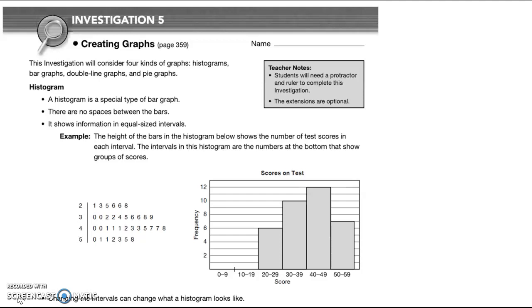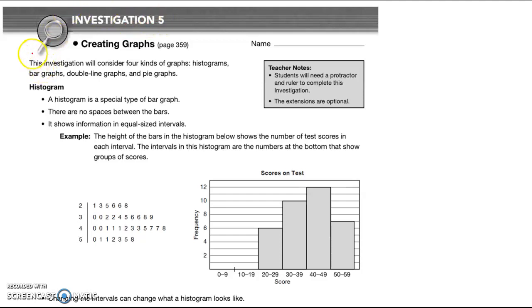In Investigation 5, we're going to be focusing on different types of graphs: bar graphs or histograms, pie graphs, line graphs, that kind of thing. So I'm going to walk you through how to do Investigation 5. You're going to want to watch this entire video before you start. And then if you want to go back and watch it as you complete it, that will be fine.